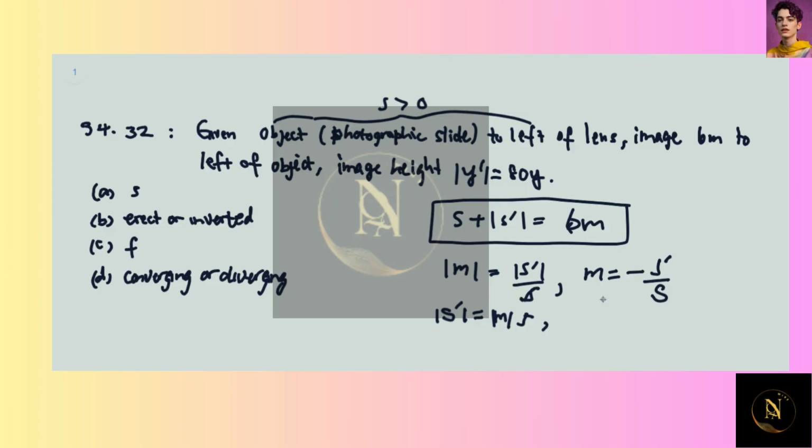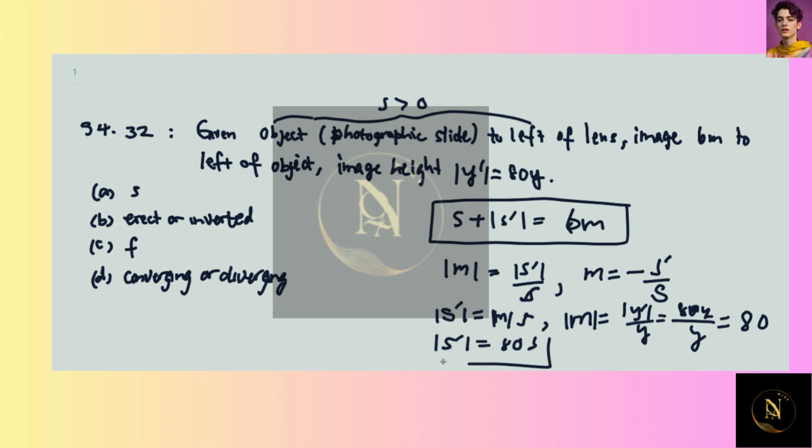And there's another part to this equation where M is equal to, let's put some absolute values here, Y prime over Y. But we know that Y prime is 80Y, so if I put 80Y over Y, that's just 80. So I have that S prime is equal to 80S.